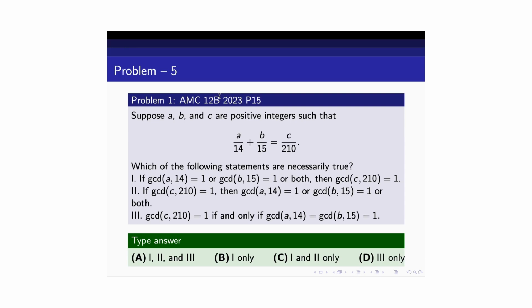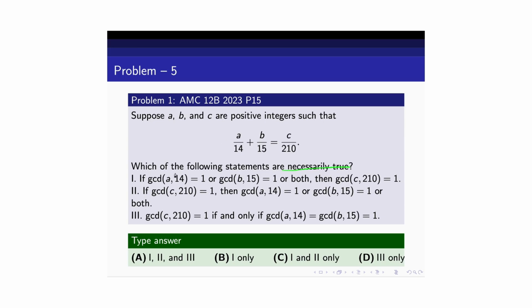Suppose a, b are positive integers such that a divided by 14 plus b divided by 15 is equal to c over 210. Notice that 14 times 15 is actually equal to 210. So that's an interesting observation here. Which of the following statements are necessarily true? Meaning there's a proposition for this particular instance that is actually true.